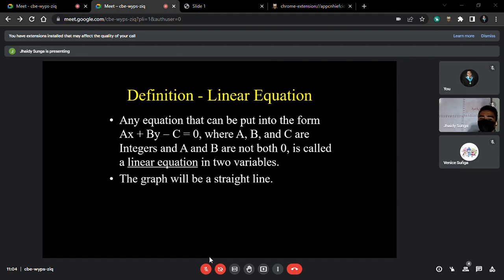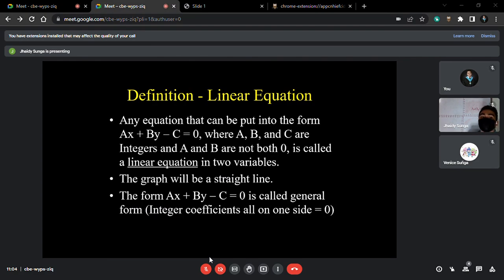Always remember that in a linear equation there is no such line that will not be straight. Okay? Also, the form ax plus by minus c is equal to 0 is called the general form. If we say general form, that is the form itself from the starting point. So take note that the integer coefficients are all on one side, equal to 0. These are the integers, right? So these three are equal to 0. That is the general form.